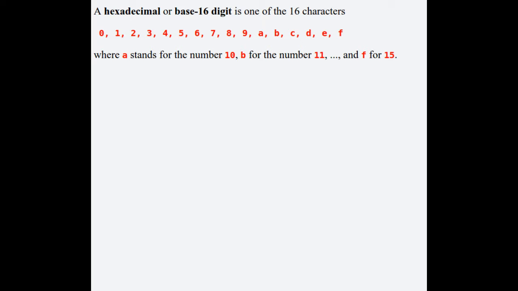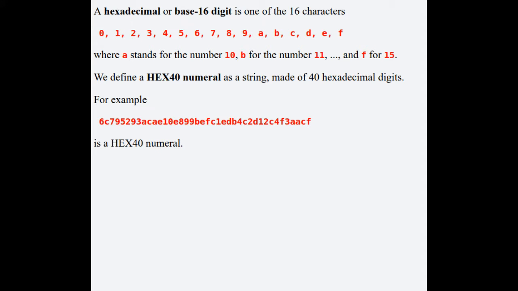So a hexadecimal or base 16 digit is one of 16 characters, namely the 10 decimal ones and the characters A, B, C, D, E, and F. A hexadecimal numeral is a string of hexadecimal digits. In our context, we will concentrate on the hexadecimal numerals which are made of exactly 40 hexadecimal digits. We call these hex 40 numerals.